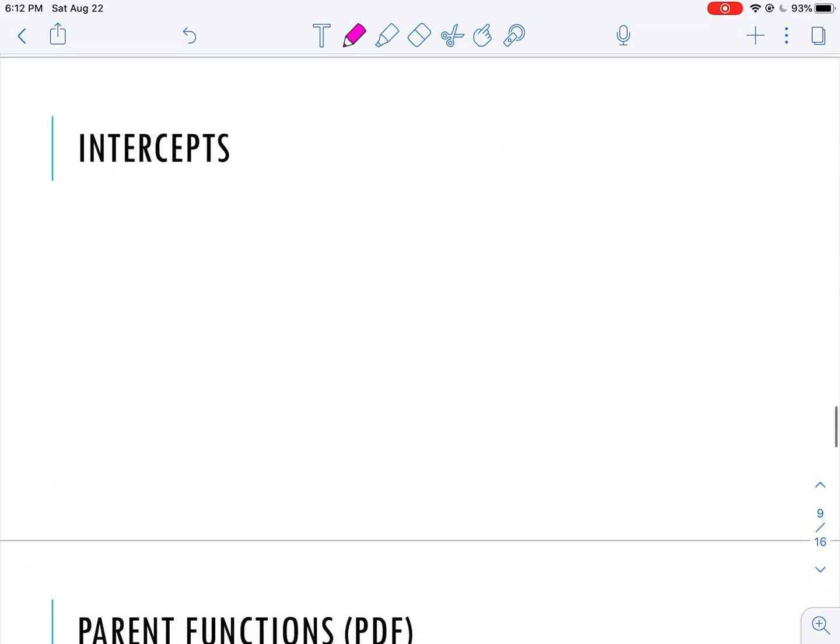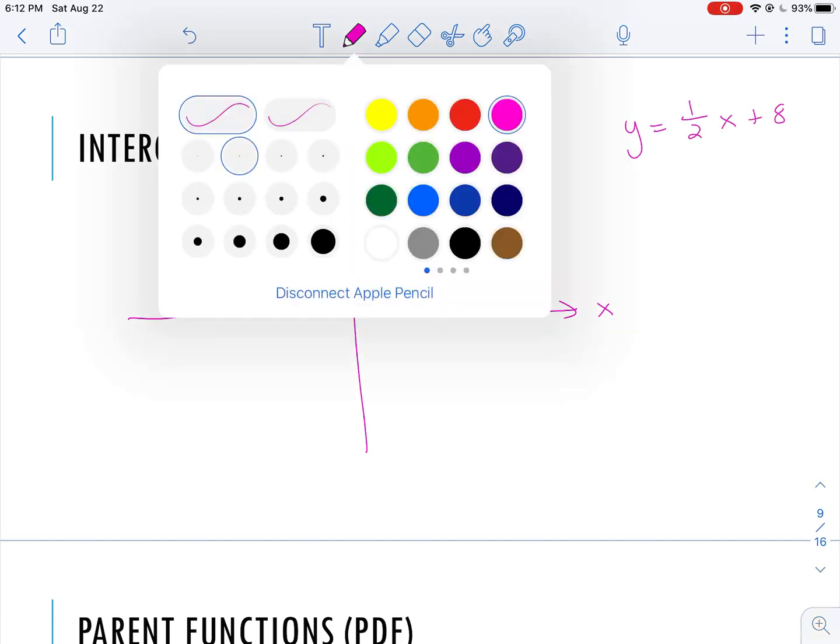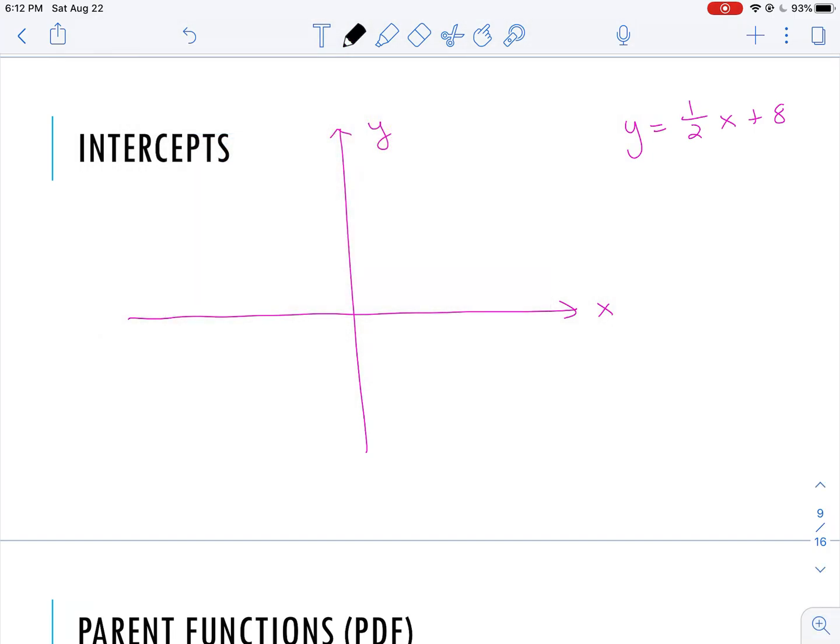So intercepts. Intercepts are where the graph crosses over the x-axis and where it crosses over the y-axis. The easiest way you probably learned about intercepts is with a line. So if I took the line y equals 1/2 x plus 8, the y-intercept is 8, so 1, 2, 3, 4, 5, 6, 7, 8, and then I'm going up 1 over 2. And so this would be my graph.